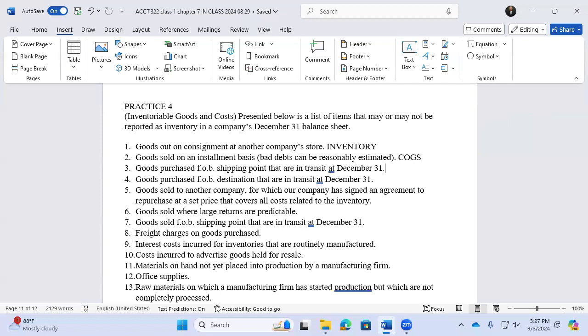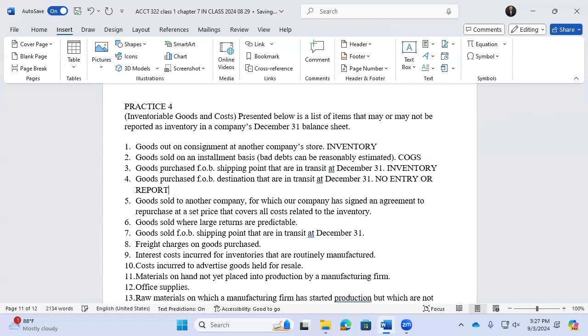Goods that are purchased FOB shipping point that are in transit as of December 31st, this gets recorded in inventory. Goods purchased FOB destination that are in transit at December 31st: no entry or report. This hasn't happened yet. When you get those goods, you'll report inventory and then an accounts payable.